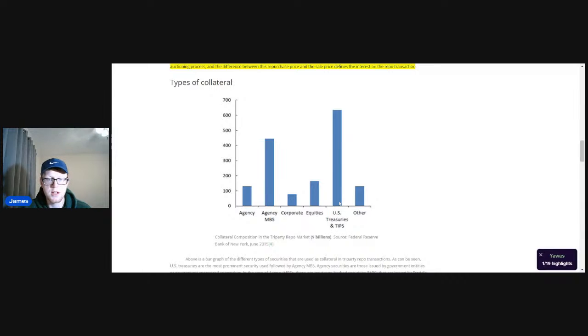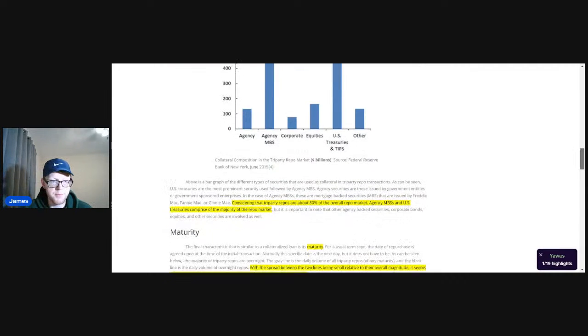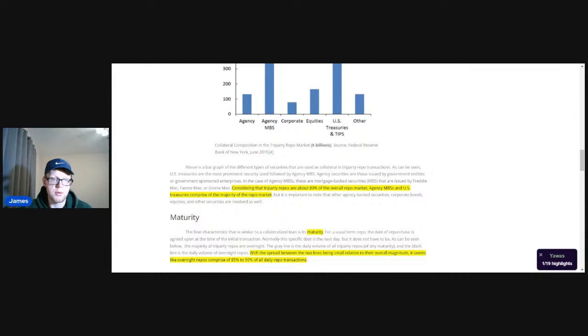So you have the treasuries and then agency MBSs, right? So mortgage-backed securities, and all agency means is it's a government entity. In the case of agency MBSs, this is your Freddie Mac, Fannie Mae, and then Ginnie Mae as well, which is slightly different than the other two. And then you have agency, which is like other government agencies, corporate bonds, equities, and then there's other. But most of them are U.S. Treasuries and then the mortgage-backed securities. So the tri-party repos are about 80% of the overall repo market, which means that these agency MBSs and the treasuries are the majority of the market.